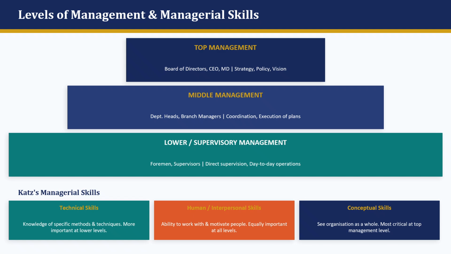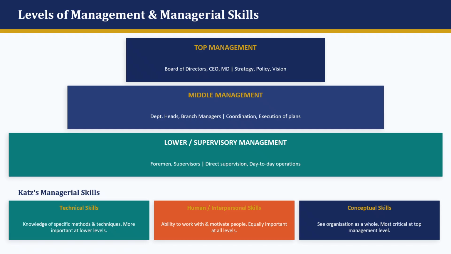The top level includes the board of directors, CEO, and managing director, who are responsible for setting strategy, policies, and overall vision. The middle level includes department heads and branch managers, who are responsible for coordination and implementation of plans. The lower or supervisory level includes foremen and supervisors who handle direct supervision and day to day operations.